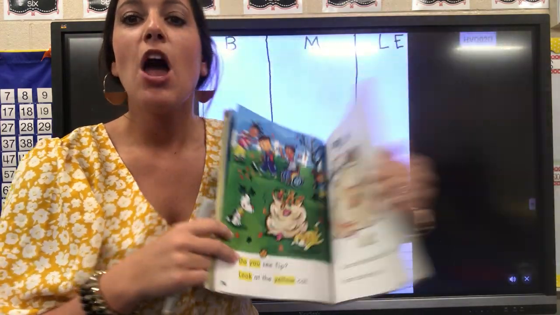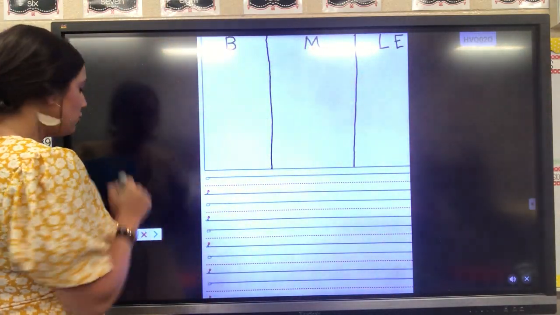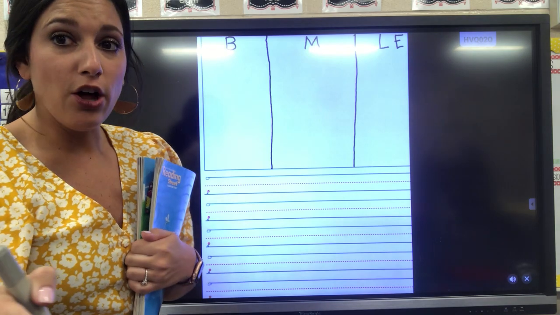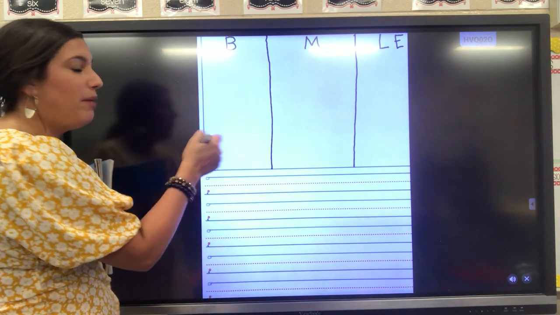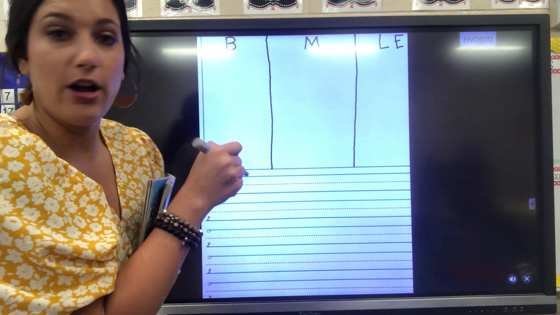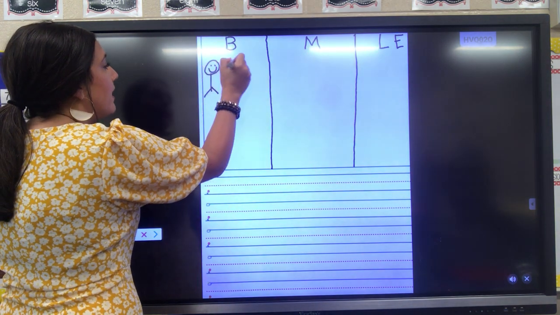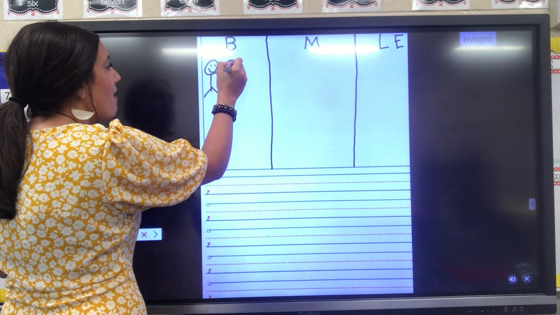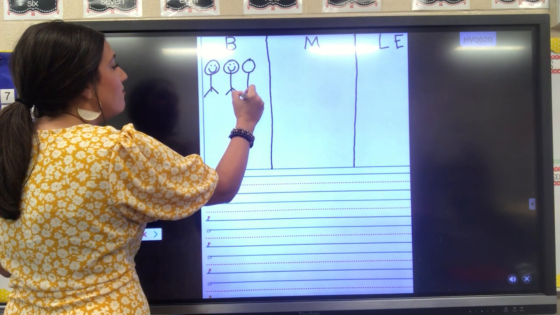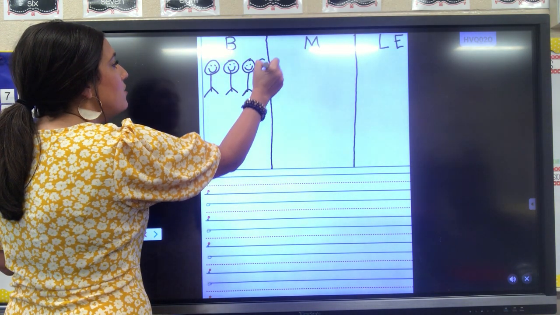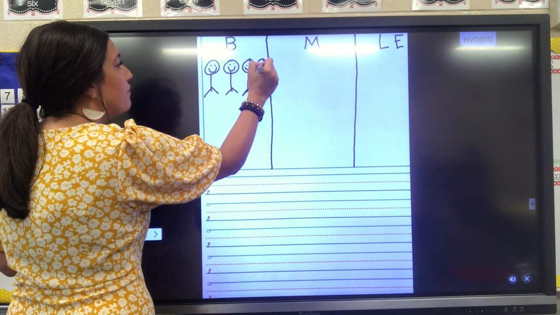Do you remember that? All right, so at the beginning of the story, I won't have as many colors as you, but I'm going to draw a picture of what's going on at the beginning of the story. So I'm going to start with drawing my 4 friends that are playing together. Remember, they were high-fiving each other and having a really good time. So I'm going to put smiles on their faces.